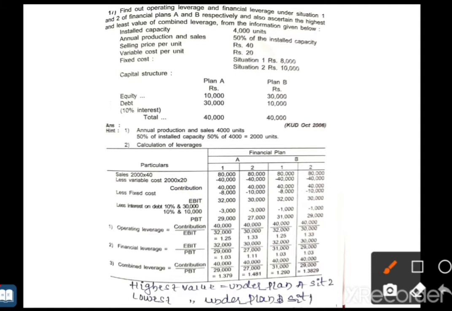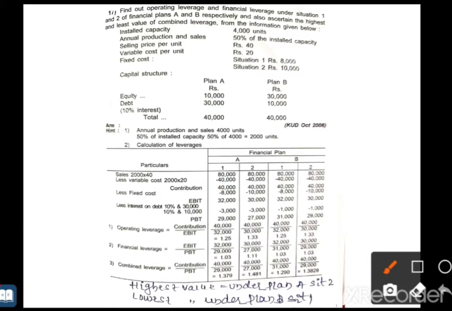As you know, the next method is to simplify the formula. Contribution under situation 1 and situation 2 in plan A, and again in plan B, contribution in situation 1 and situation 2. We have to calculate contribution divided by EBIT, like that. Next, financial leverage is what? The formula is EBIT divided by PBT.